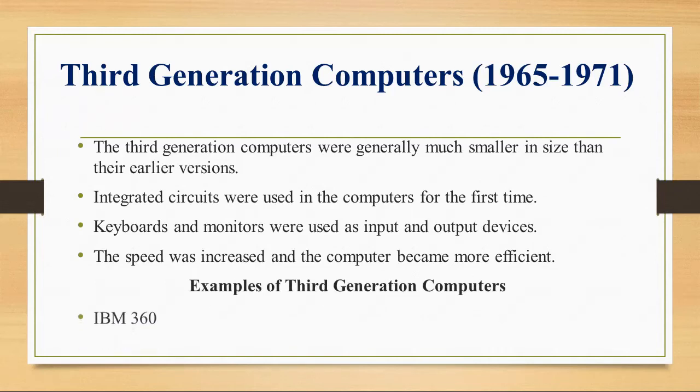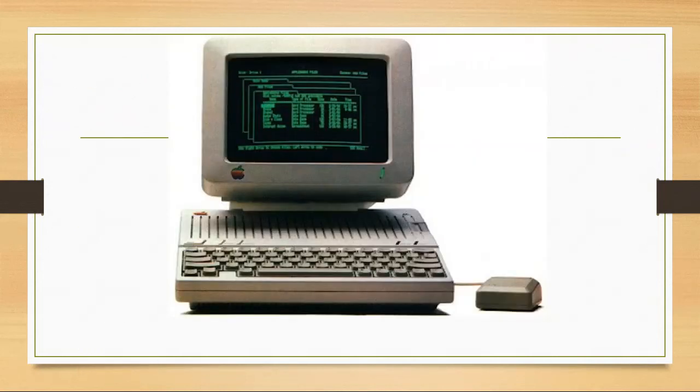Well, the examples of third generation are IBM 360 and the second one is Apple IIc. Okay, here I'm showing the picture of third generation computer. Okay, I'm sure you have understood today's topic. Hopefully, there will be no confusion.